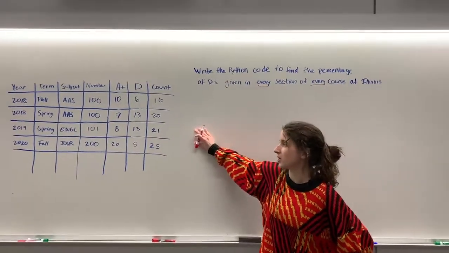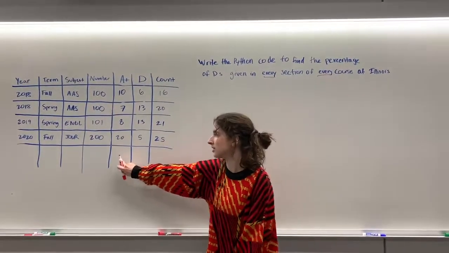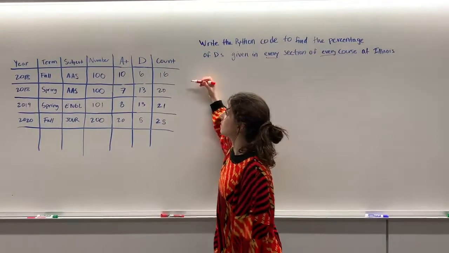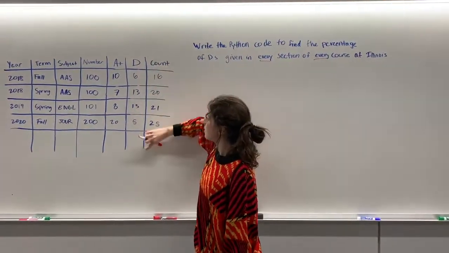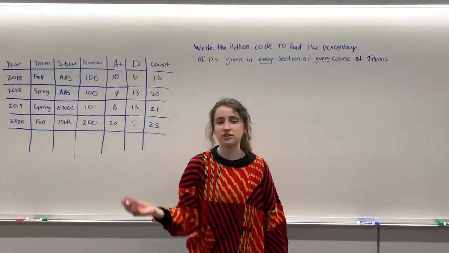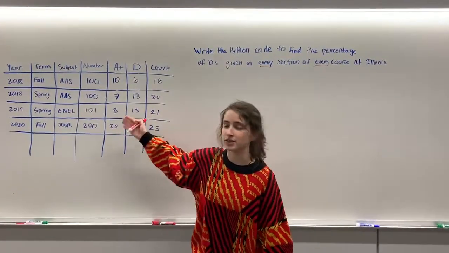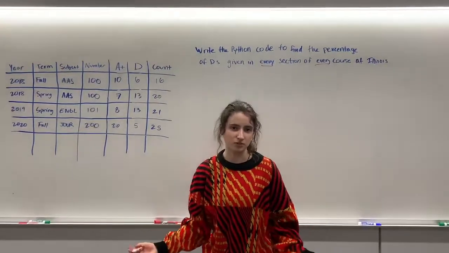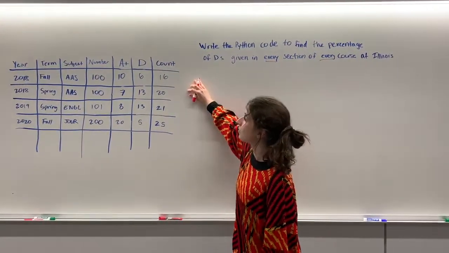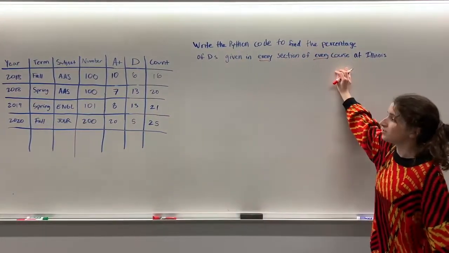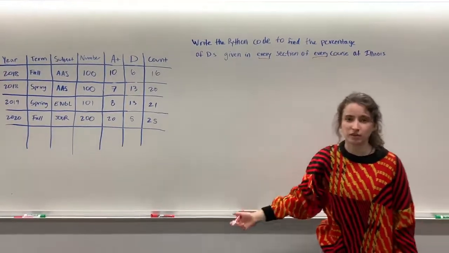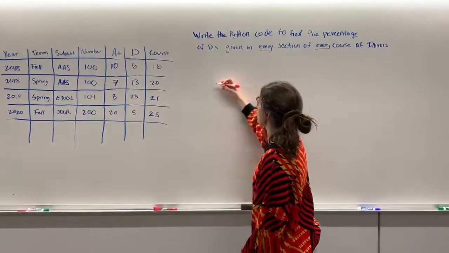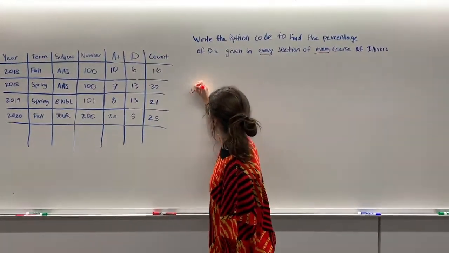So in this data frame, I simplified it. I just made it so there's only A pluses and D's because there are so many grades. But anyway, the D column just says how many students in each section of each course got a D. And this count column is the amount of grades that were given out, so the number of students in the course. And what we're dealing with here is the percentage of D's given. Well, what do you do when you find a percentage? You take the smaller amount and you divide it by the total. Same thing here.